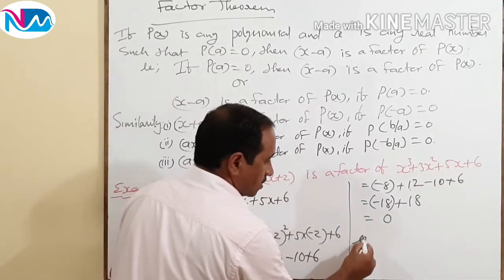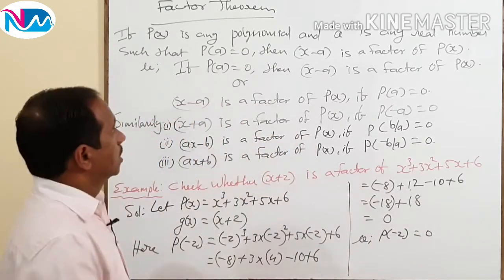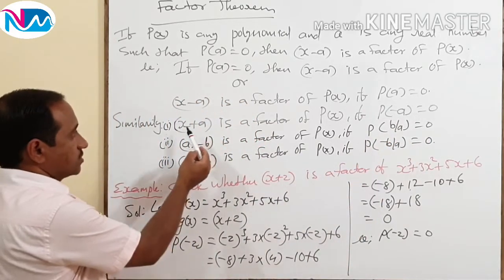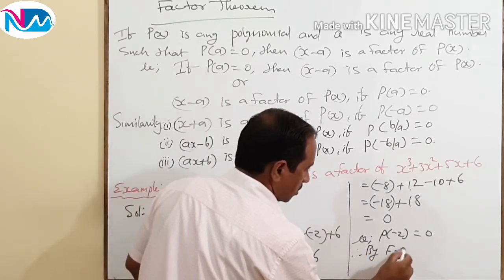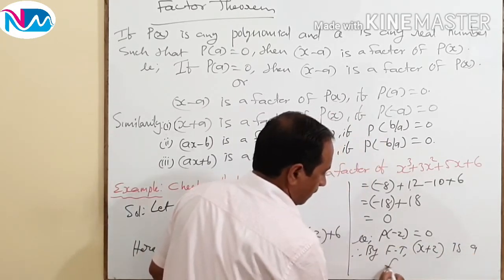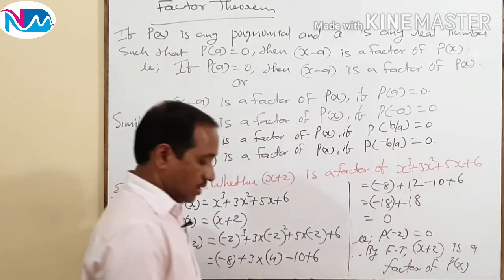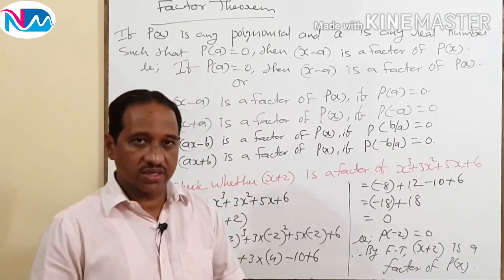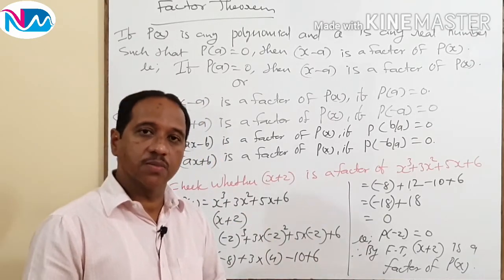That is, p of minus 2 is equal to 0. You see here, if p of minus a is equal to 0, then x plus a is a factor. Therefore, we can say that by factor theorem, x plus 2 is a factor of p of x. Here, p of x is the given polynomial. So, this is how we can check whether the given linear polynomial is a factor of another polynomial.